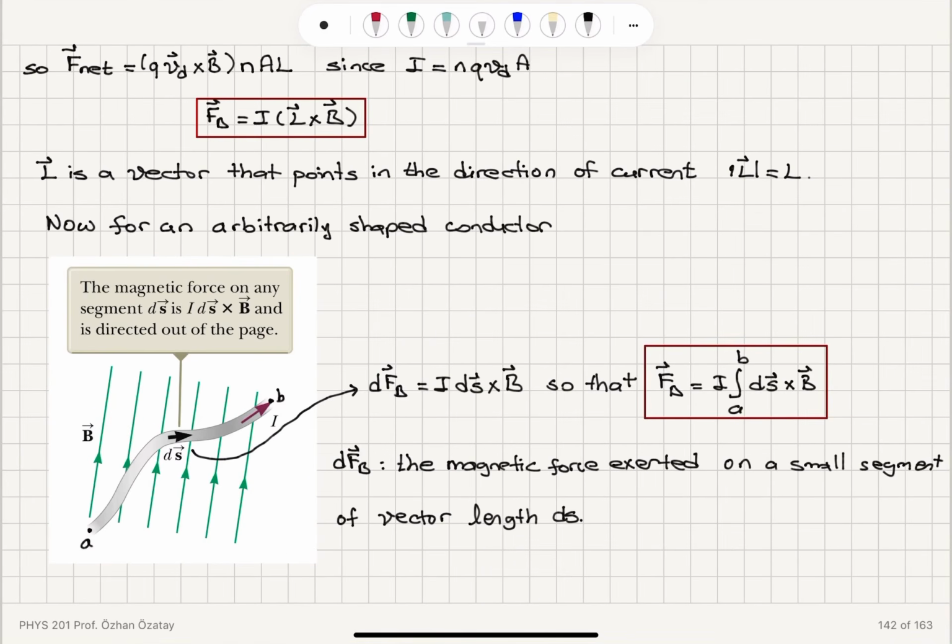This can be generalized for an arbitrarily shaped conductor. For small sections of this conductor where the conductor will be straight, we have I ds cross B as the force acting on that segment. If we integrate from the beginning to the end of the conductor, we find the net force as I integral from A to B of ds cross B. Now this ds is a vector which points in the direction of the current and it has vector length ds.